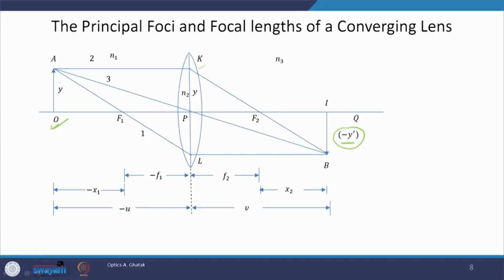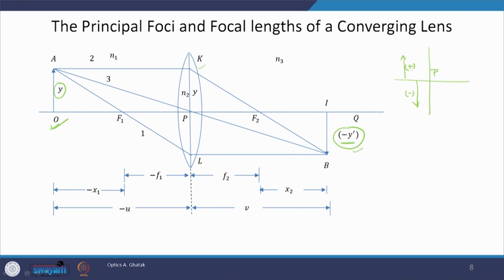The height of the object is y prime, which is a positive quantity since it is upright, and the height of the image is minus y prime. Why minus? Because our sign convention says that if we have an object which is upright, then its height would be measured in plus, while for an object or image which is inverted, its height would be measured in minus. Here we will put a minus sign before the height.